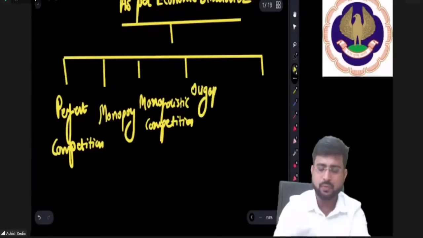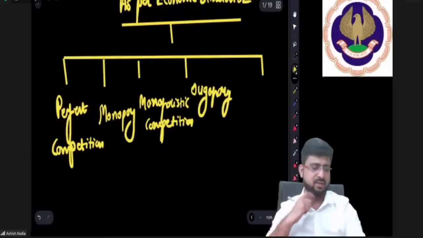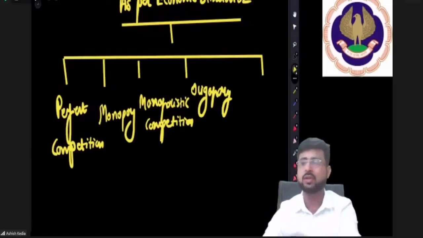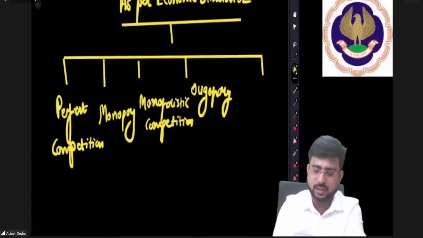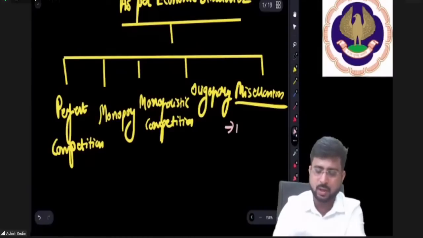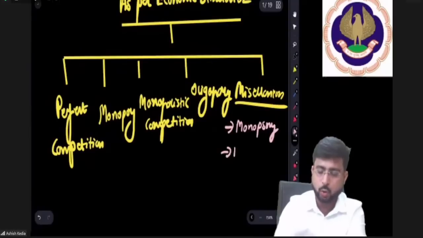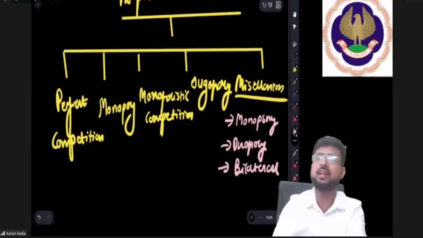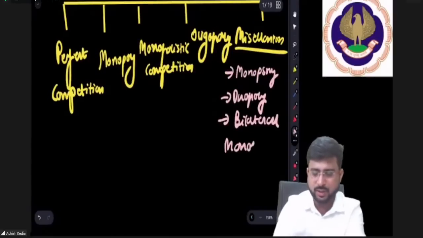Friends, these are the four main topics which we have got to understand pretty well. But there is another heading which I am putting, called miscellaneous types of market. Miscellaneous is basically a mix of the previous four. These are some general markets, the meaning of which you need to know, like monopsony, duopoly, bilateral monopoly. Terms like this we will study under the miscellaneous category. So it is very simple in that way.